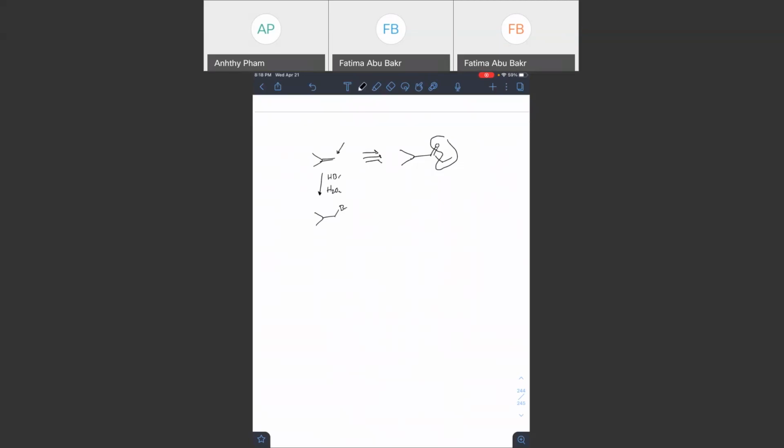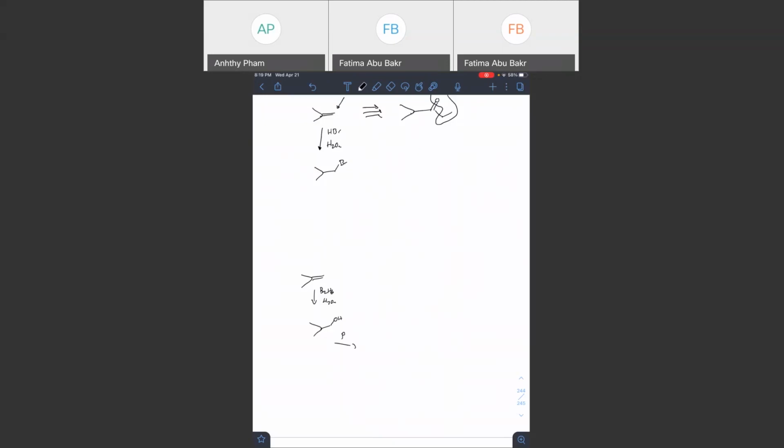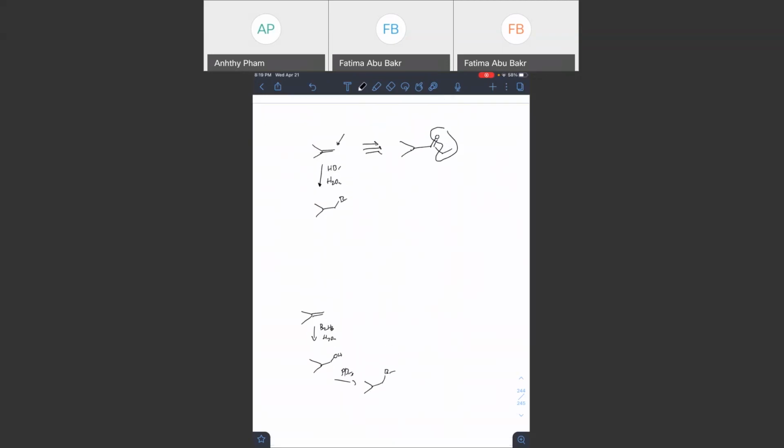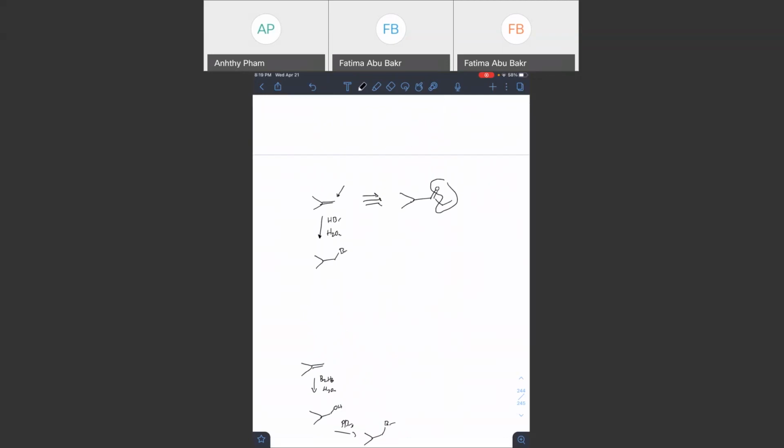Or you can also go a little bit more of a roundabout way if you don't remember that. You could just take this and turn it into an OH and then from there go to a Br. The way for that is B2H6 and H2O2, and that will give you an OH in that position. Then from there, you just do PBr3 and that will give you that turned into a Br. But I think this way is much faster, HBr and H2O2.